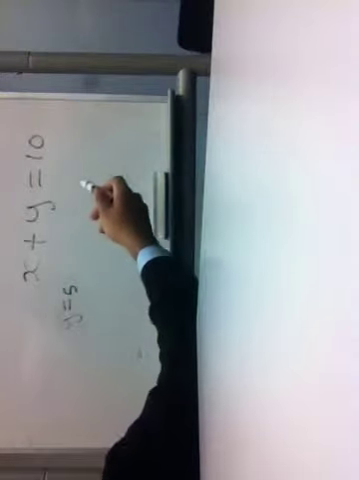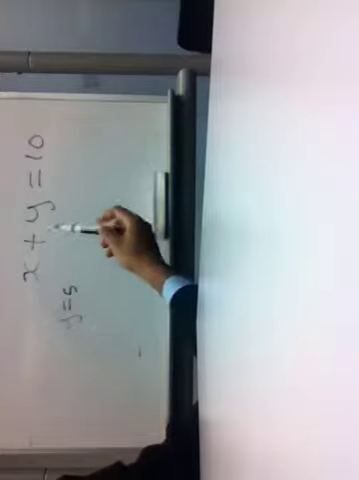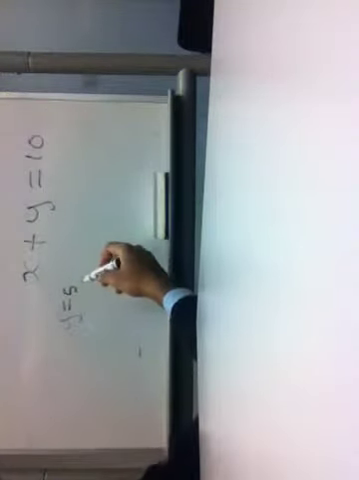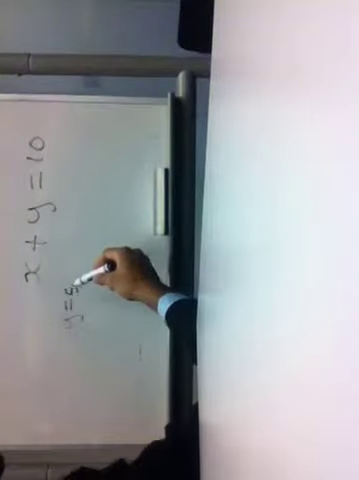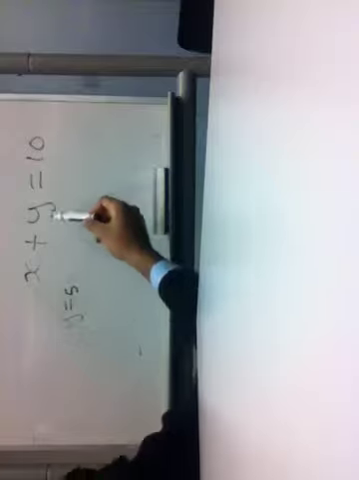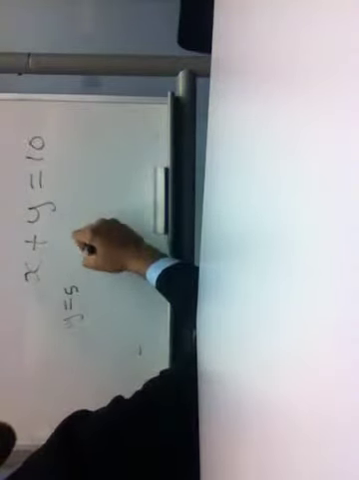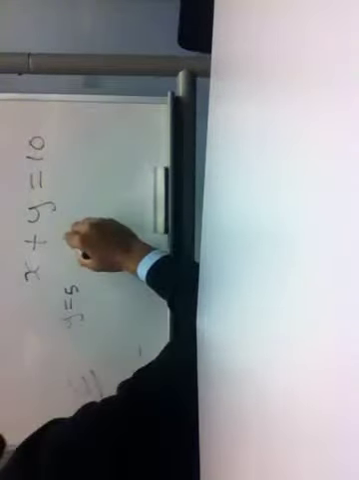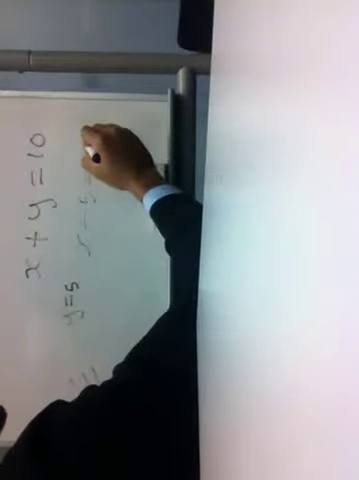If x plus y equals 10, and the value of y is given as 5, that means you substitute the value. When I say substitute the value, I'm referring to putting the value of 5 in place of y. So it would be x... sorry, my marker is not working. It would be x plus 5 equals 10.